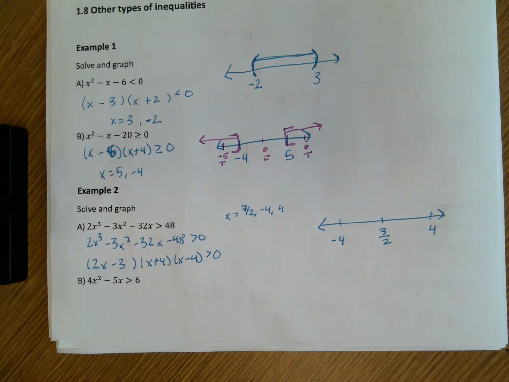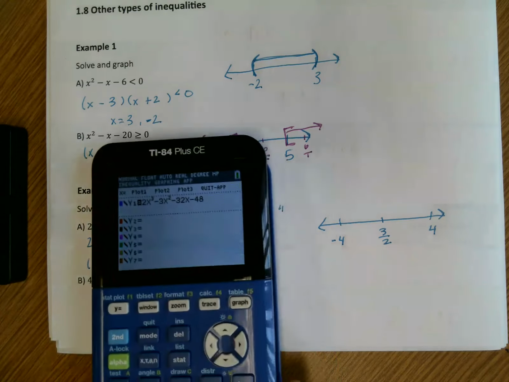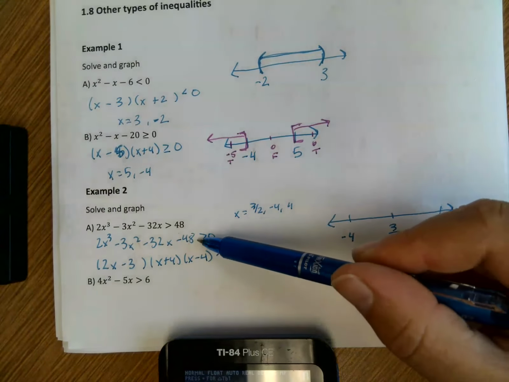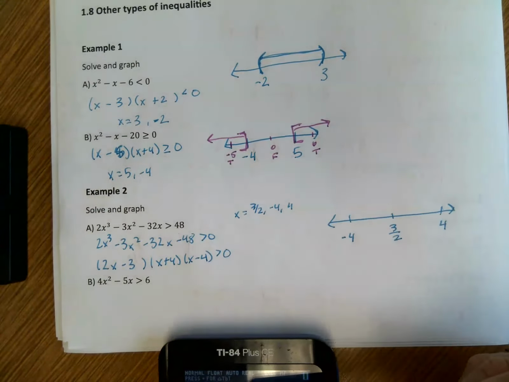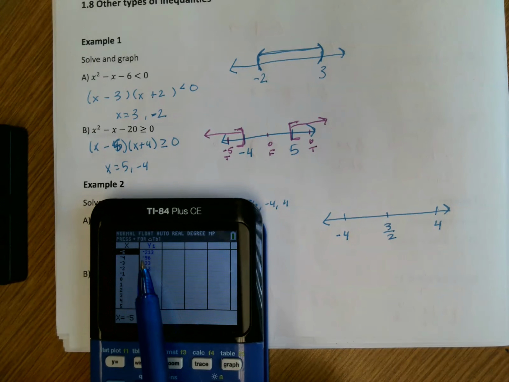So again, for all of these, you can do mental math, but I'm doing this just for the sake of time. I'm plugging the original equation into my y equals. I'm going to my table. I'm looking to see where this equation is, because y is all the outputs that I have. Where is this equation greater than 0? So first I'm looking at negative 4. Well, that is not greater than 0.